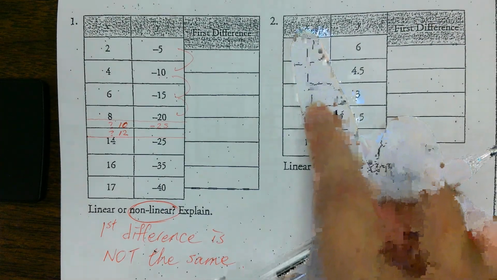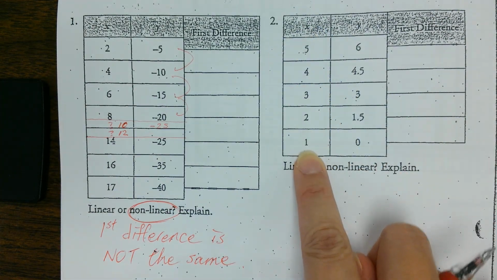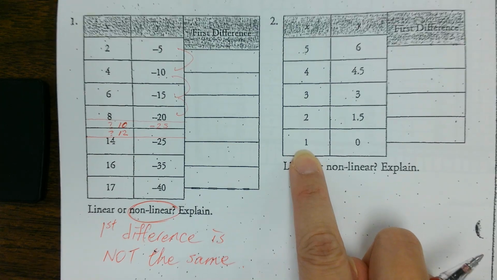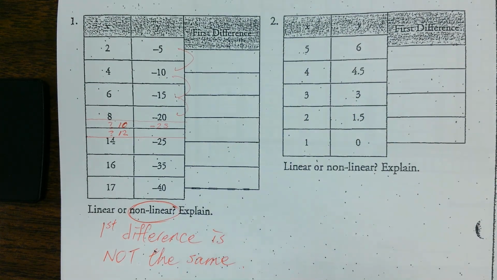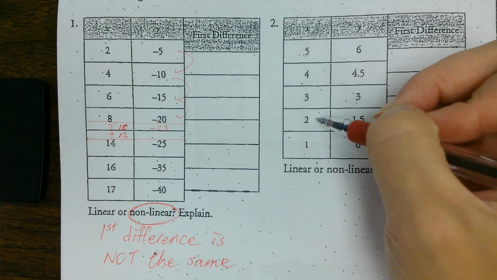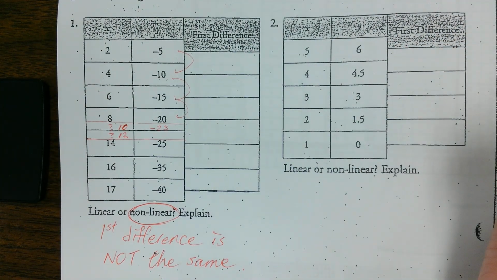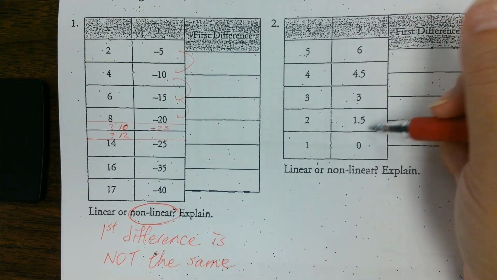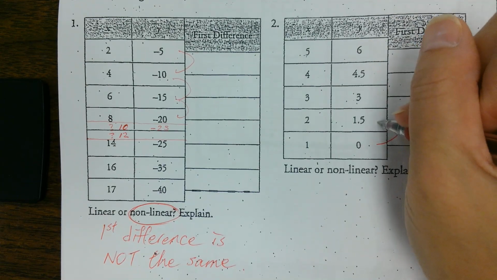This right here, are my x going in the right order? Yeah. Okay, and not just from biggest to smallest, but also by the same amount. So 5, 4, 3, 2, 1. It's going down by 1 every time. So here I can subtract backwards.